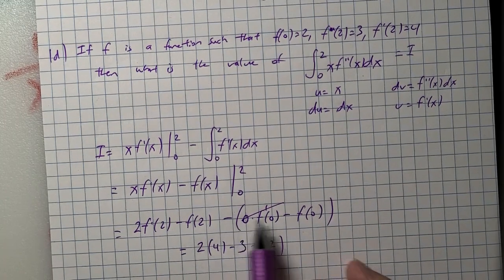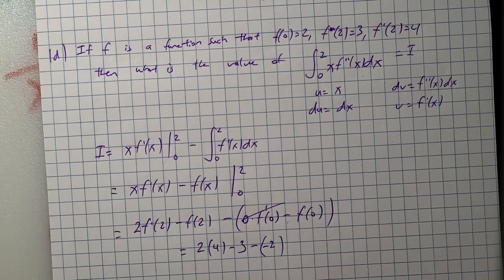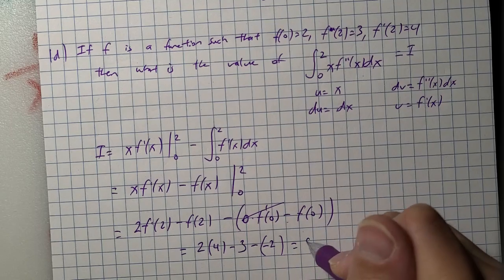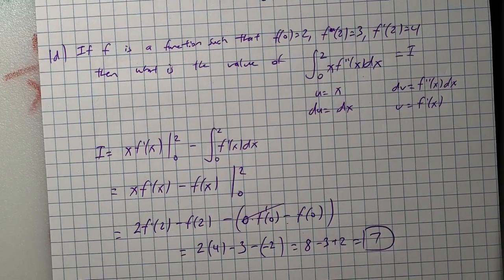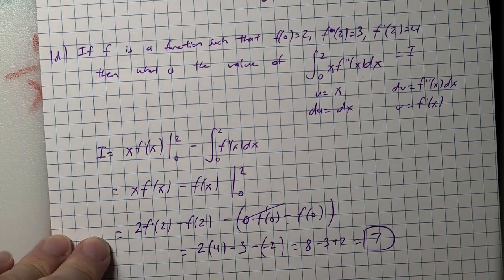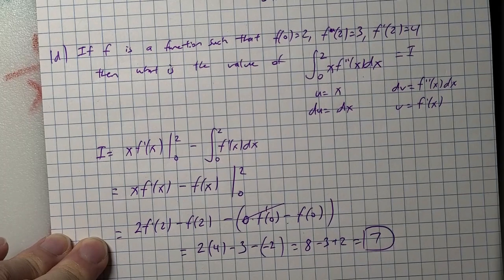We would have another minus sign because of here. Don't forget that. Okay? So we have 8 minus 3 plus 2, which is 7. That's our answer. Okay, so not bad at all. Let's move on to improper integrals.